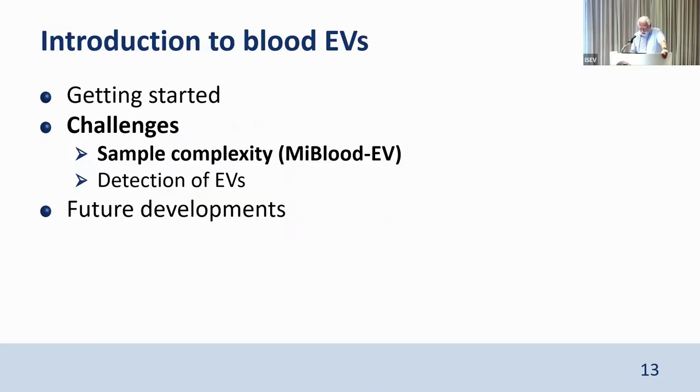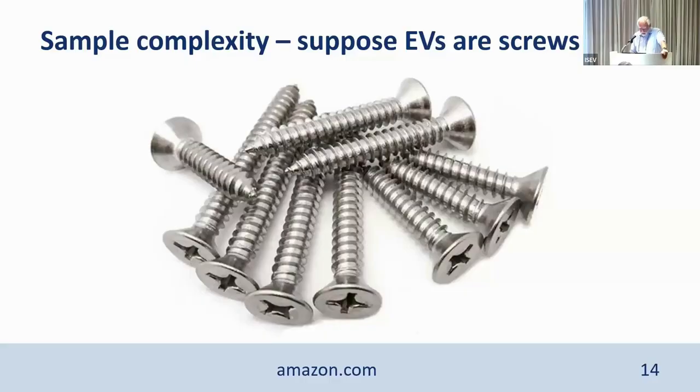Now, challenges. I think the biggest challenge we are facing when you would like to work on blood vesicles is the sample complexity. And I would like to explain a paper published about, I think, 2023. It's called My Blood EV, and I will try to explain why I think this is a relevant paper. So when you talk about sample complexity, it's always a bit difficult to envision this, but just suppose that EVs are screws, just to make it simple.